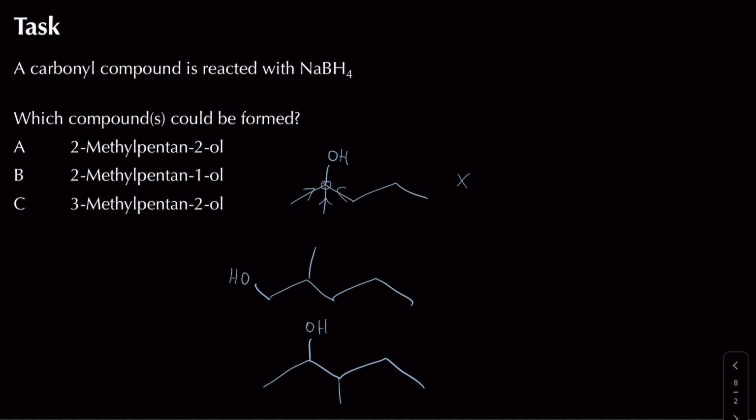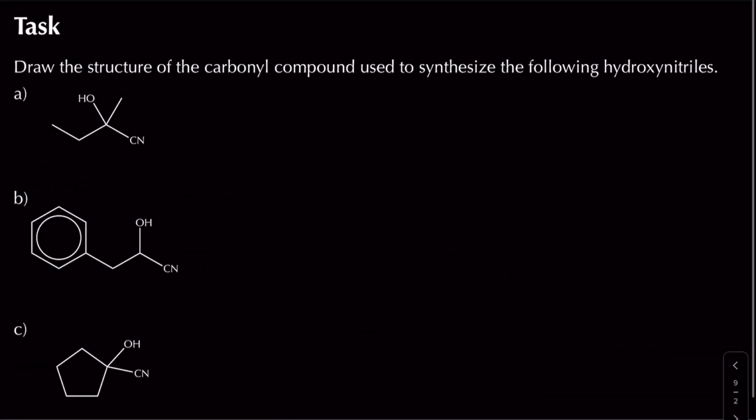If we were to look at number 2, we've got a primary alcohol over here. So in that case, we must have had an aldehyde because we've only got 1 alkyl group on there that we've reduced to form this primary alcohol. So that's going to be fine, that could be formed. If we were to look at the next one, we've got a secondary alcohol, so we know that we must have had a ketone and we've reduced the ketone to form a secondary alcohol. So the correct answer in this case is going to be B and C. So moving on, let's try the next one. Feel free to pause the video and have a go at the following.